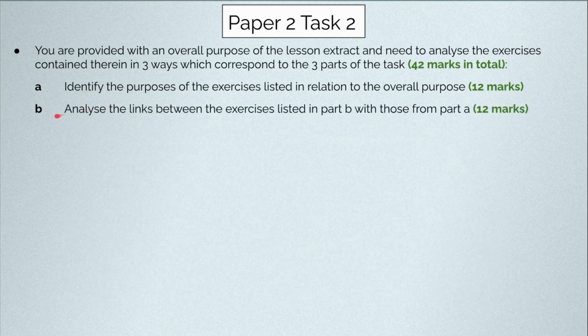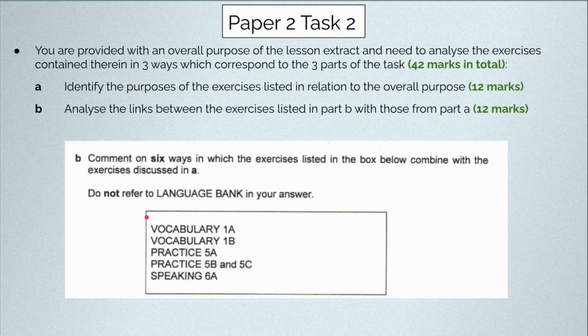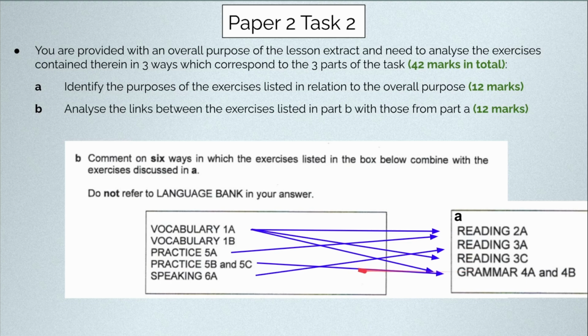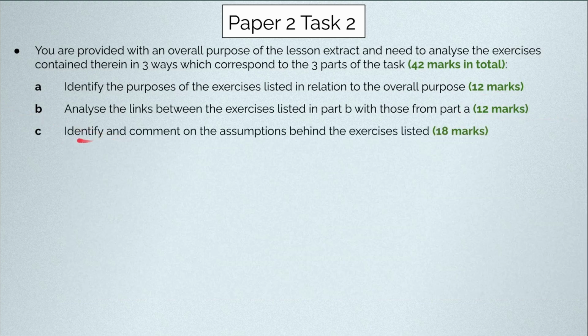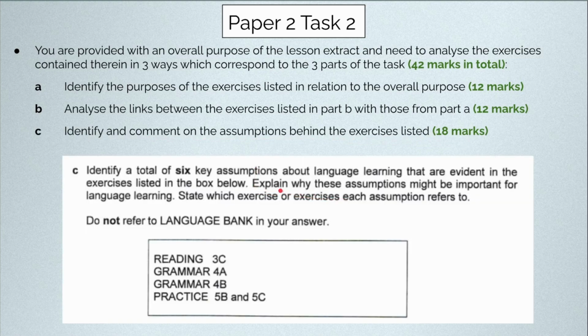In part B, you need to analyze the links between the exercises listed in part B with those from part A. So you're given a number of new exercises, might just be a couple, might be as many as 5 or 6 like here. And you need to find these links to the exercises in part A, again for 12 marks. And for 2C, you need to identify and comment on the assumptions behind the exercises listed. As stated in the rubric, you also need to explain why these assumptions might be important for language learning, and you also need to explicitly state which exercise you're referring to. This is weightier than part A and B at 18 marks. 18, 12, 12 gives you your total of 42.